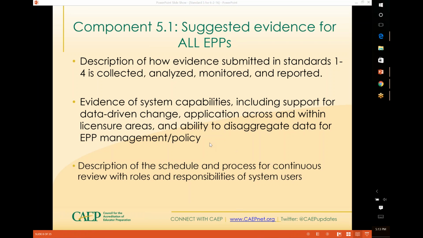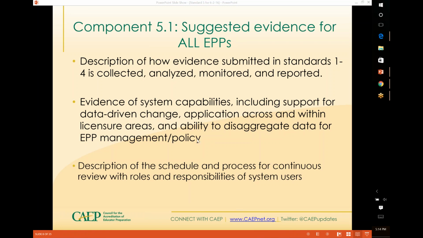And then last of all, CAEP is suggesting that there should be included a description of the schedule and process for continuous review of your quality assurance system with the roles and responsibilities of system users. And I have not, as a general rule, seen that our assessment systems, our quality assurance systems, are monitored for their effectiveness very often. And so this is something for you to think about as you're approaching Standard 5.